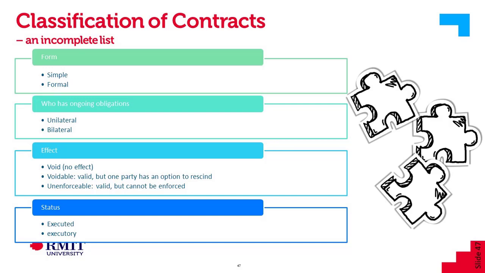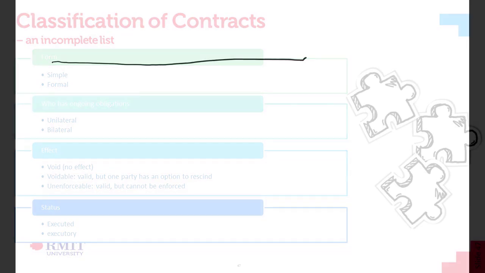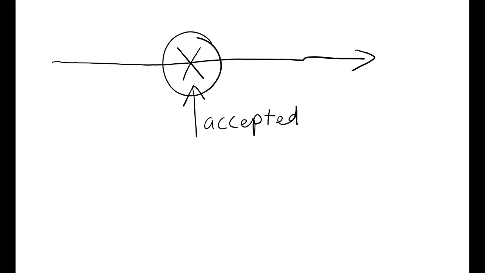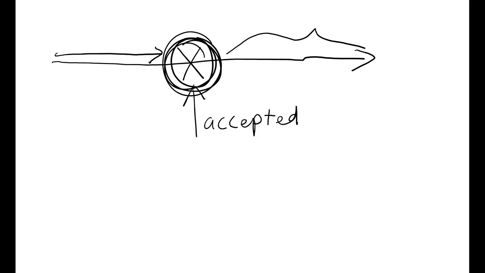Unilateral, the word comes from one. So you're right, one person doing one thing. If you think about a contract as a timeline, and we'll talk about this more, in order for a contract to be formed, we have the genesis. The moment of conception is when an offer is accepted. So in a unilateral contract, an offer is made, and then at the point that it's accepted, only one party has to do something. So a unilateral contract is accepted by action.